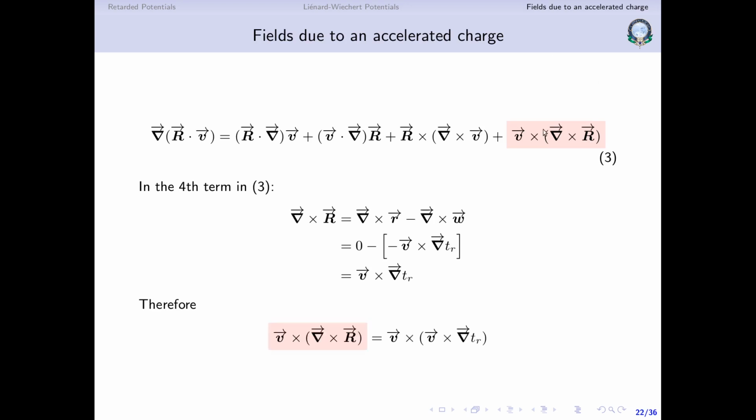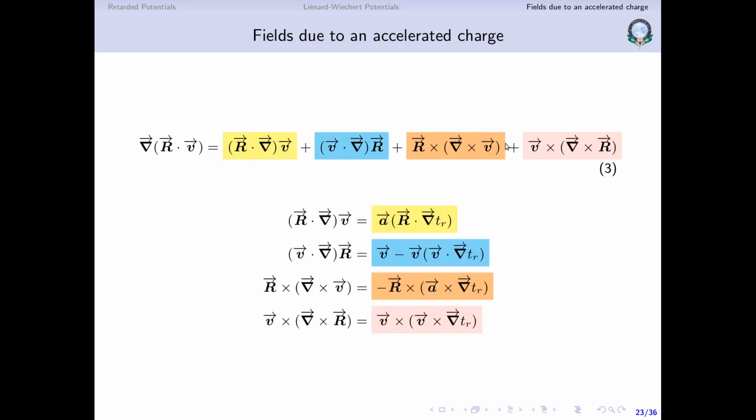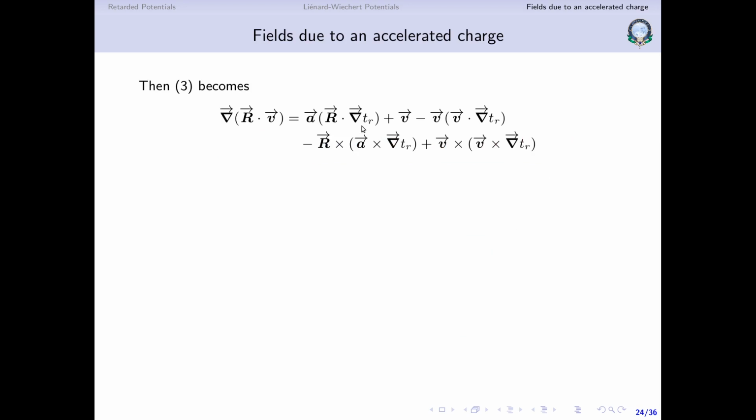So this gives us the last term, that is V cross curl of R is equal to V cross gradient of TR. So here again we get the gradient of TR. So there we have it. This was our gradient of R dot V. So we had 4 terms and we have obtained each of these 4 terms. I have just color coded so that it's easy to relate. So this is equal to this, this is equal to this, this is equal to this, and finally this is equal to this. So equation number 3, we just need to substitute. So this will go here, this will go here, this will go here, and this will go over here. So when we make these substitutions, we'll get something like this.